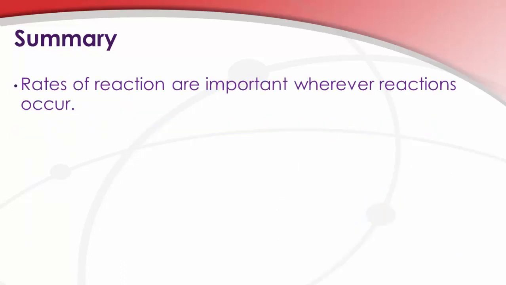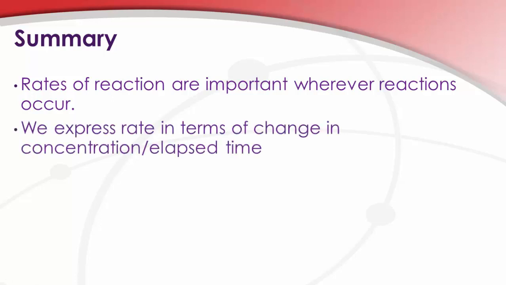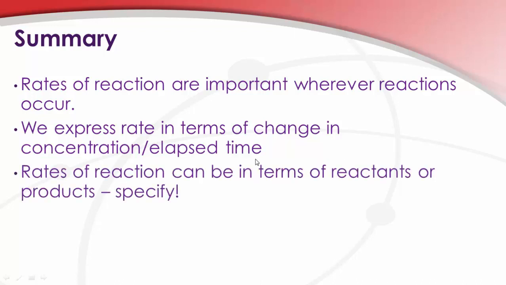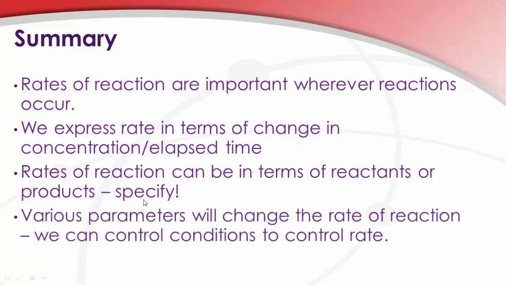So to summarize, rates of reaction are important wherever we have reactions. We need to be able to measure, we need to be able to control rates of reaction. We express it in terms of change of concentration divided by elapsed time, but it can be expressed in terms of the reactants or the products. So we have to be careful to specify in which terms we are giving a given rate. We can control conditions in order to control the rate of reaction. So this is a very important point in various aspects of chemistry, the ability to control the rate of reaction.